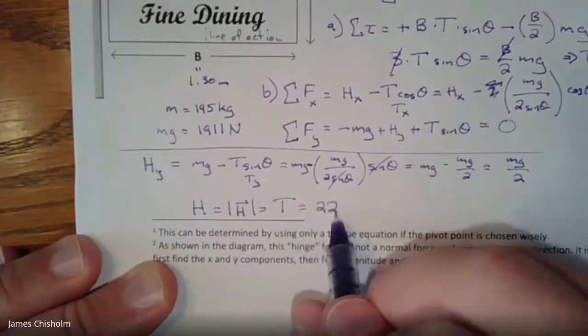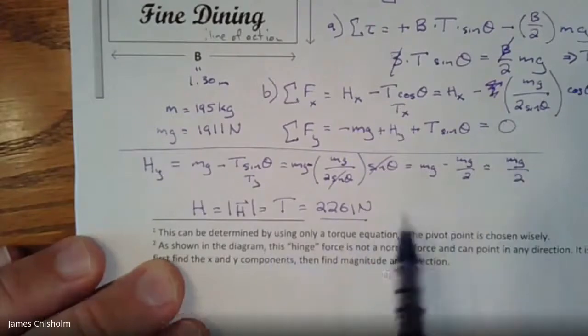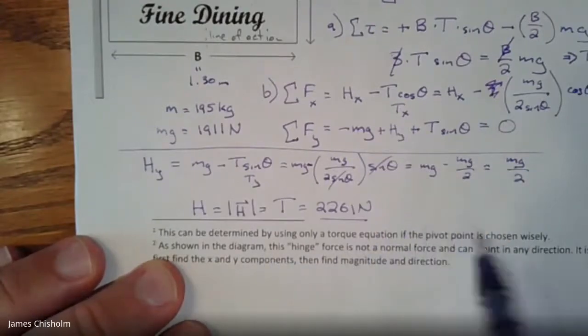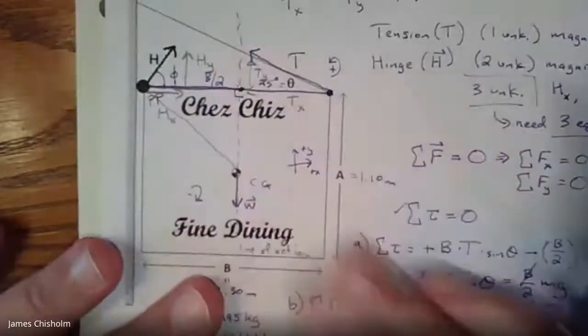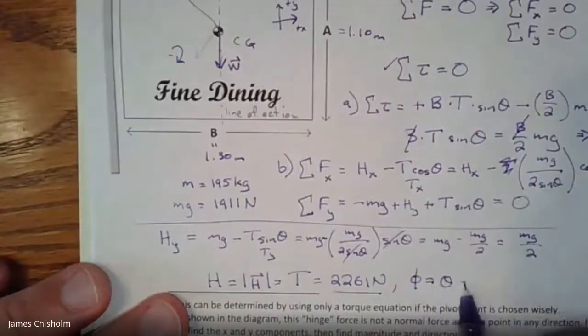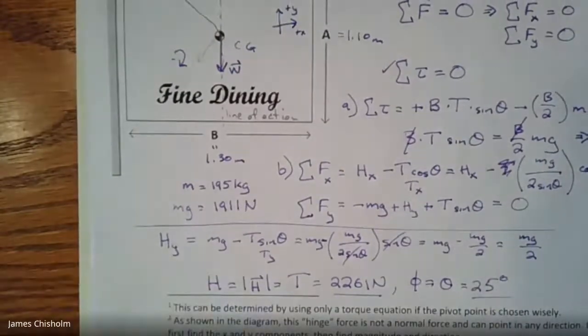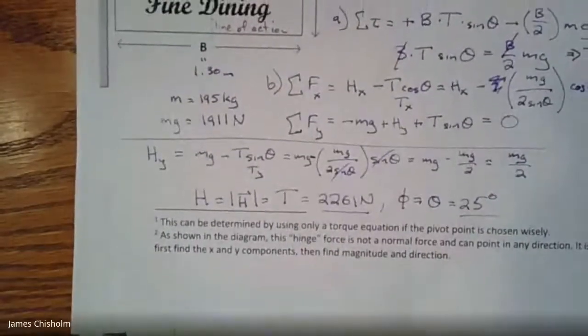Or 2261 newtons. And that also means, since it has the same components, we're going to get the same angle. So this angle phi that we set up there, this angle phi must also be equal to the angle theta, and that is equal to 25 degrees. So put that down there.